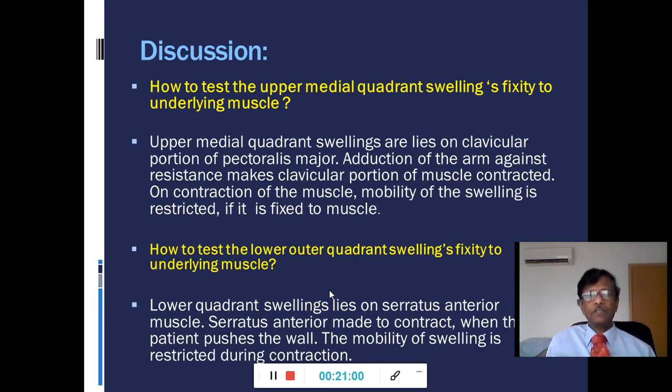Right. How to test the lower quadrant swellings' fixity to underlying muscle? Lower quadrant swellings lie on the serratus anterior muscle. Serratus anterior muscle is made to contract when the patient pushes the wall. The mobility of the swelling is restricted during the contraction.